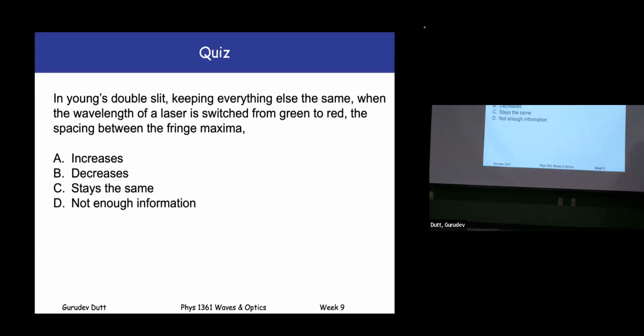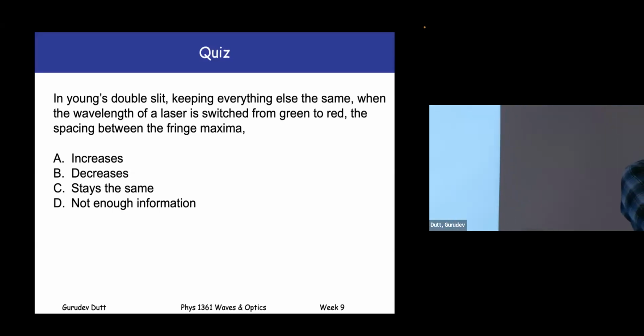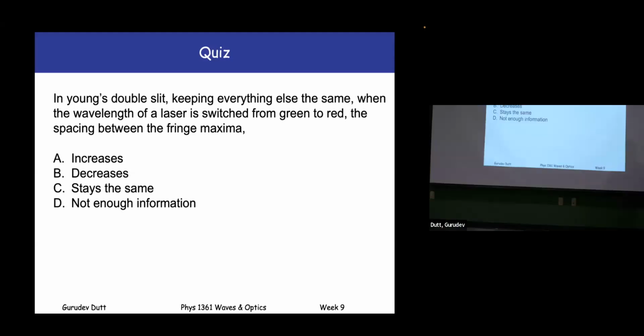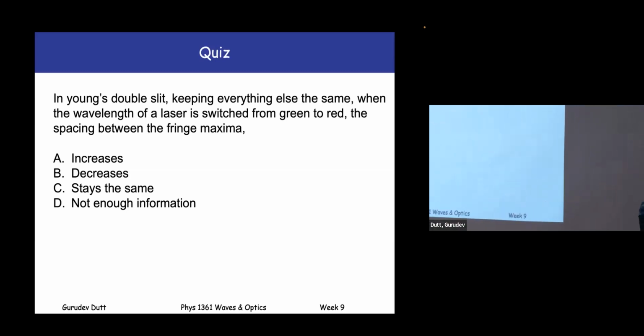Interesting. Okay. So remember that the spacing between the fringe maxima is proportional to what? It's 1 over the slit size, but directly proportional to wavelength. So is green lower wavelength or higher wavelength than red? Lower wavelength. So when I go from green to red, the spacing will increase. You just said everything right except the answer.